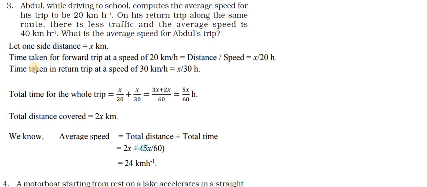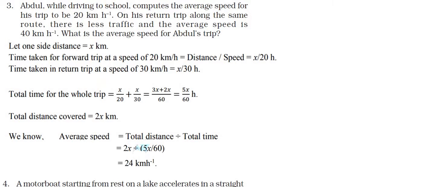So let the one-side distance be x. We don't know what distance he traveled; we need to find that, so let it be x. The time taken for the forward trip at 20 km per hour is equal to distance divided by speed. So what is the distance? x. How do we come to know this distance by speed? It is very simple.